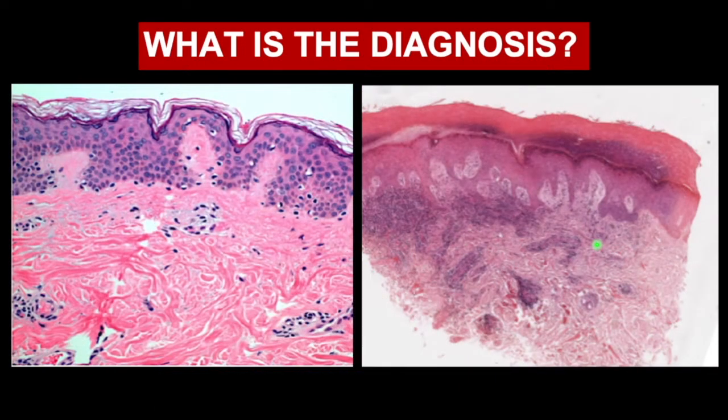So moving on, this is a new lesion, and you can pause the video now and try to identify the diagnosis. So in this lesion, we see the superficial dermis appears a little bit edematous. And then in the superficial dermis also, we have perivascular inflammation. And the deep dermis also has perivascular inflammation.